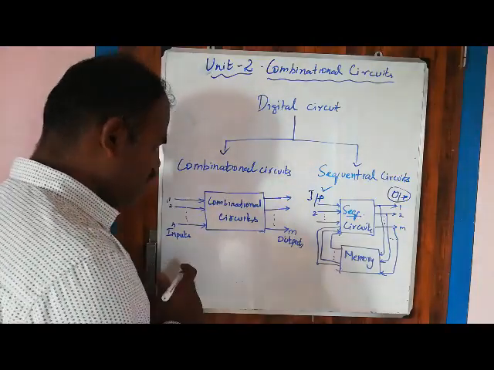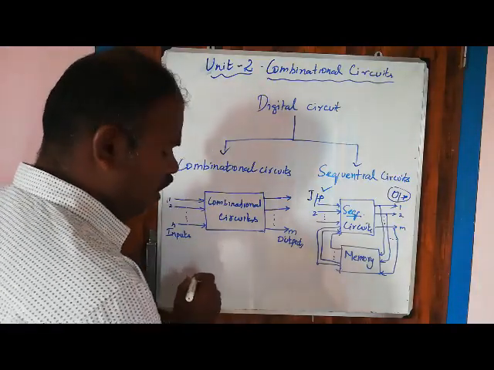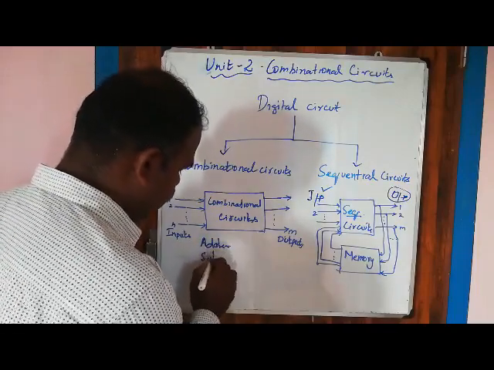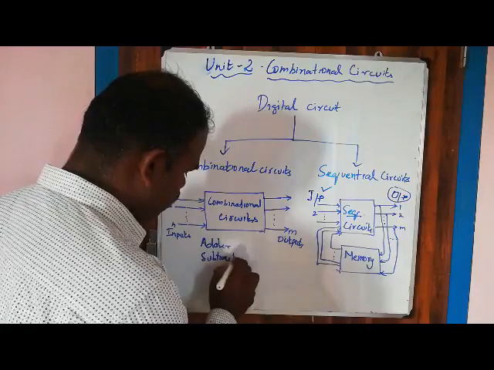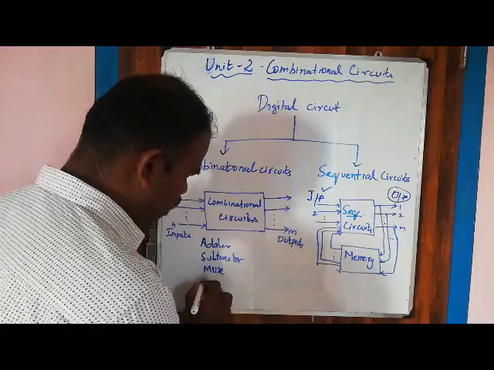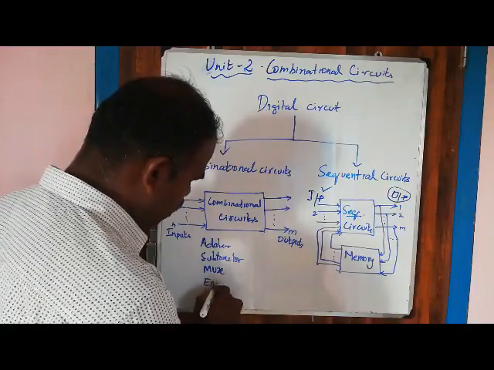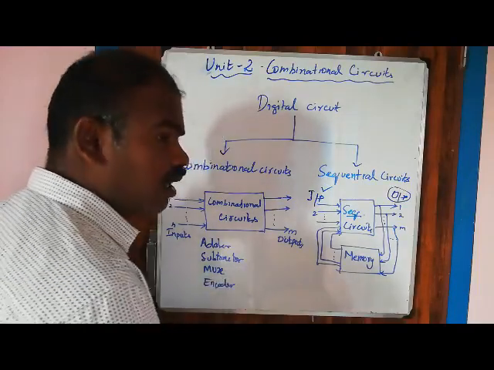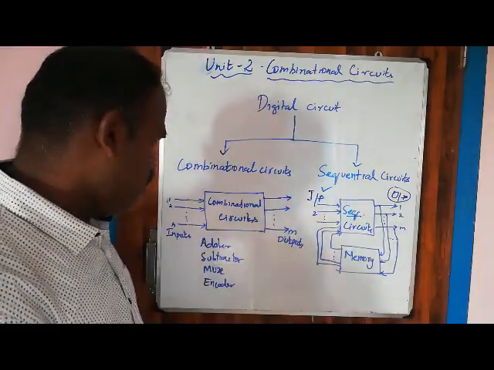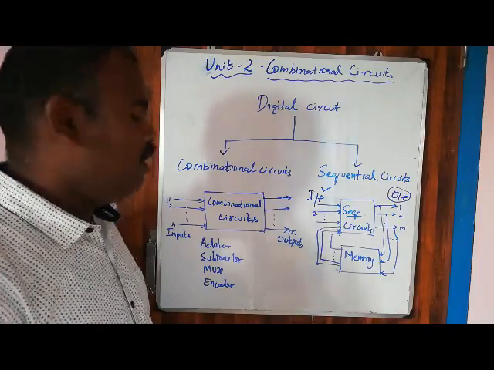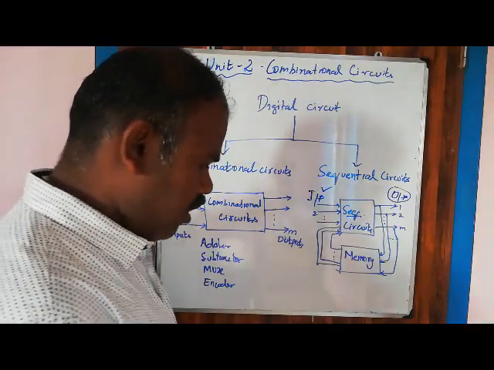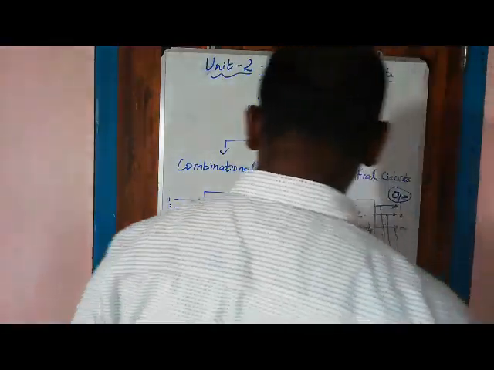Examples for combination circuit are adder, subtractor, multiplexer, simply we can say mux, demux, encoder, decoder, parity checker, code converter. We will see in this unit all the combination circuits. These are just a few examples. Now we go for combination circuit with an example, that is adder.